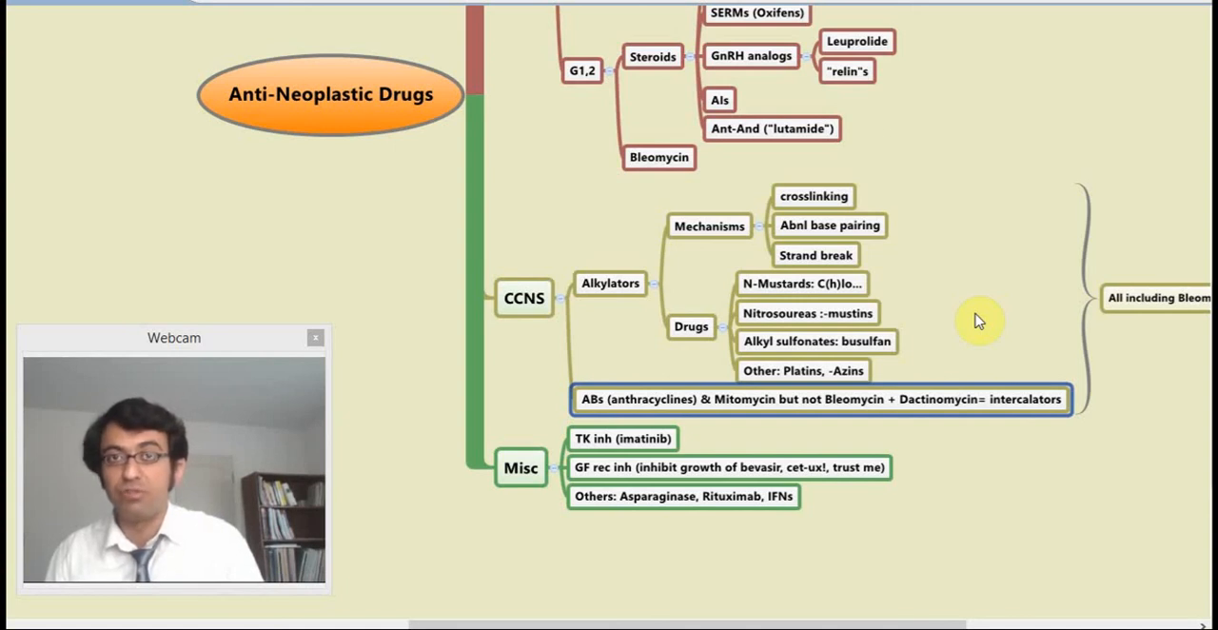True or false, actinomycin D is an intercalator antibiotic anti-neoplastic drug. That's correct. We mentioned all anti-tumor antibiotics, including actinomycin, mitomycin, bleomycin, are all intercalators. What are the uses of actinomycin D? Remember, dactinomycin or actinomycin D is used for childhood tumors, especially Ewing sarcoma, rhabdomyosarcoma, and Wilms tumor.